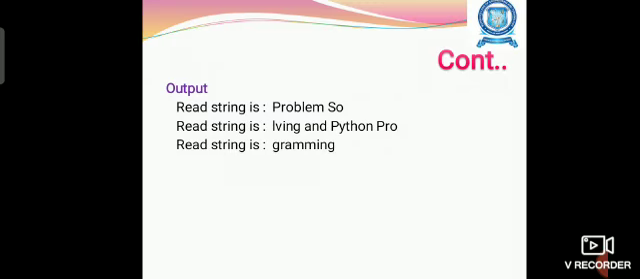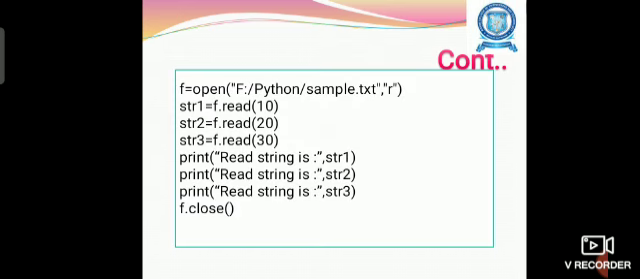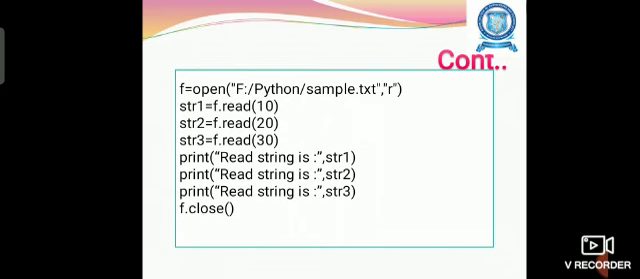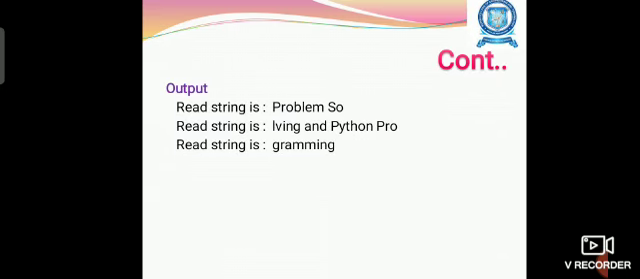Remember one thing: the white space will be considered as a character, called a white space character, and one count will be added for it. So including the white space, totally 10 characters will be retrieved in str1. As a result of the second print operation, we have got the characters like "lving and Python Pro". And as a result of the third print statement, we have got the characters like "gramming". So likewise, we can apply the read method.